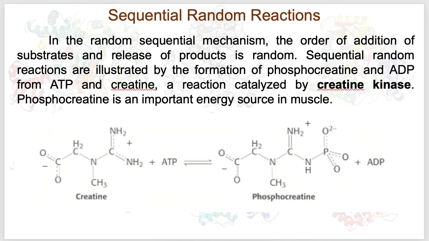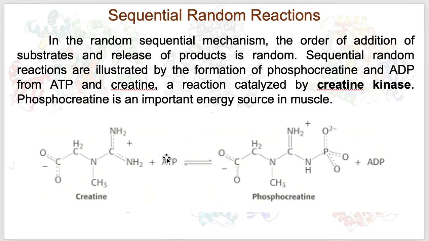This is an example of sequential random reactions. This reaction occurs between creatine and ATP, and is catalyzed by creatine kinase, and the products are phosphocreatine and ADP. That means one phosphate group is transferred from ATP to creatine.